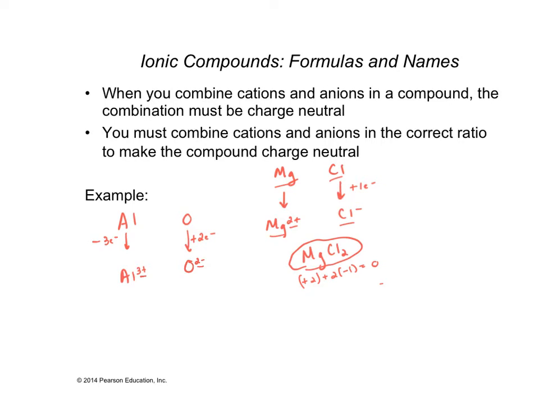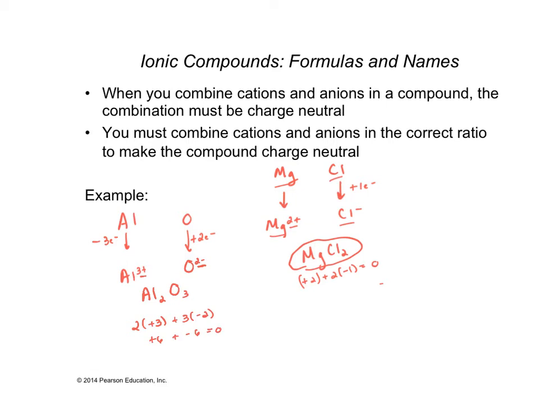So how many times does 3 go into 6? Aluminum is going to give us a 2. And how many times does 2 go into 6? We need oxygen 3, right? So we have 2 times a +3, plus 3 times a -2. This is +6 plus a -6, which gives us overall charge neutrality, okay?